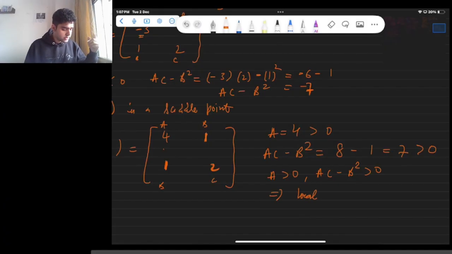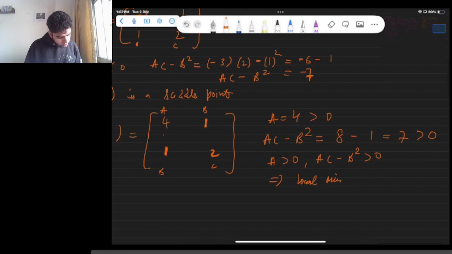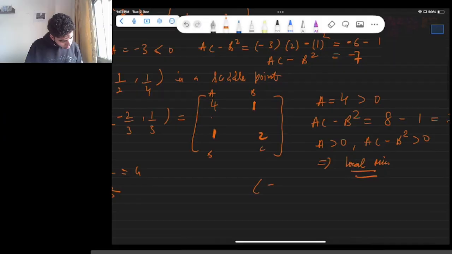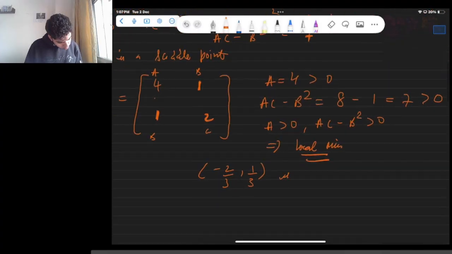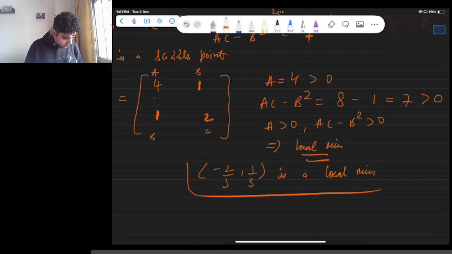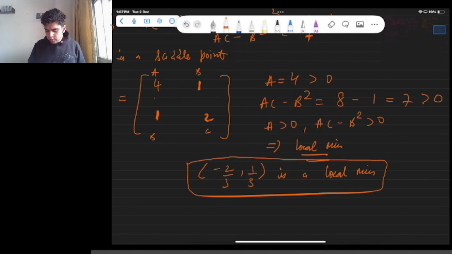This implies that I have a local min. Earlier I had made a mistake while I was explaining you guys, so I corrected the mistake afterwards. So minus 2 by 3 comma 1 by 3 is a local min. Now you can check this on page 633, which is the question, and page 634, which is the solution.